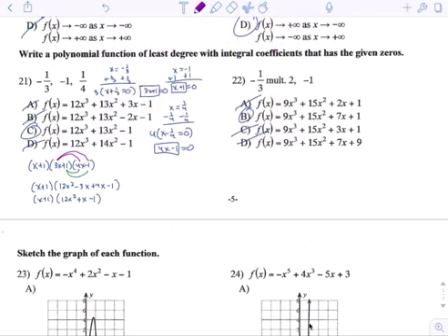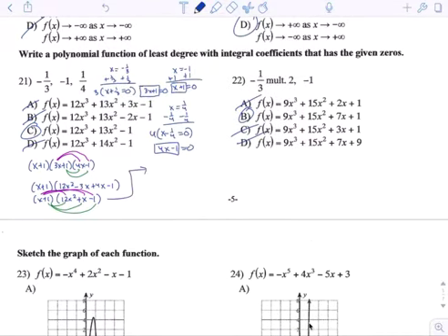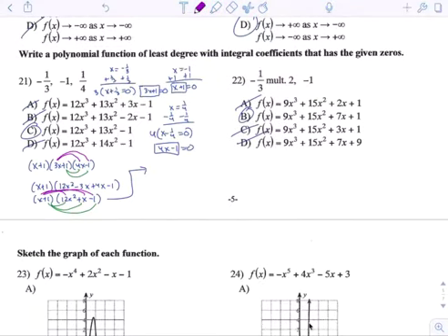And then lastly, you would have to distribute this piece too. So this one would be x times 12x squared is 12x to the third. Wait, I'll just do it in different colors. So x times 12x squared would be 12x to the third. X times x is plus x squared. X times negative 1, negative x. And then 1 times 12x squared is plus 12x squared. 1 times x is plus x. 1 times negative 1 is negative 1.